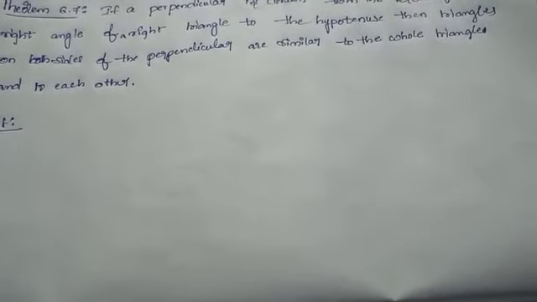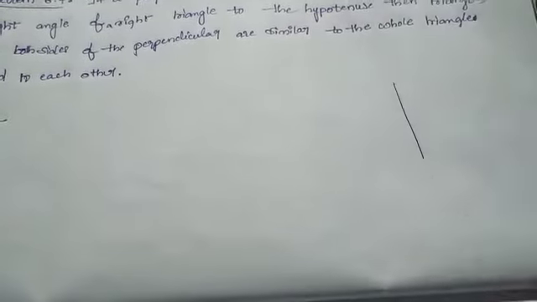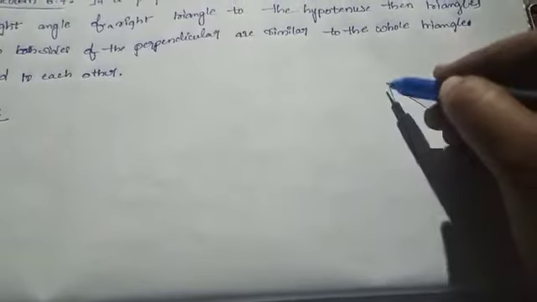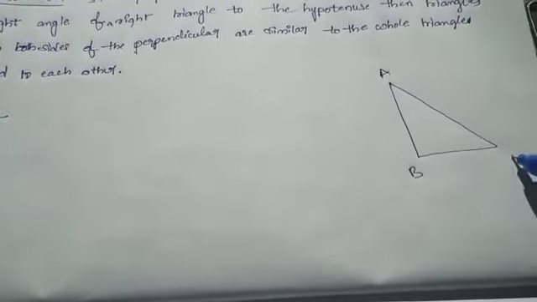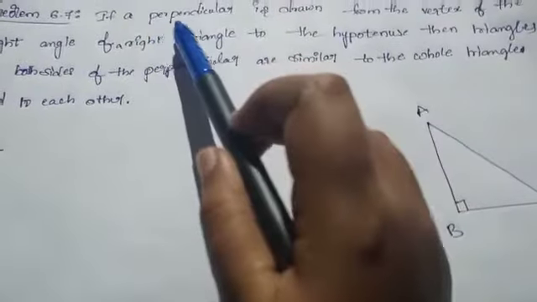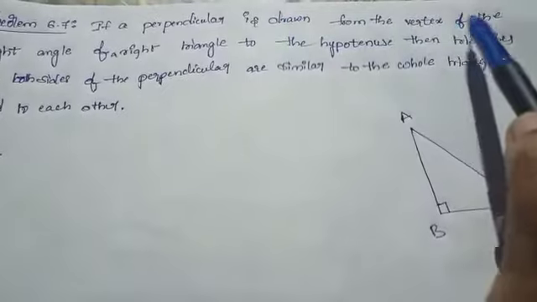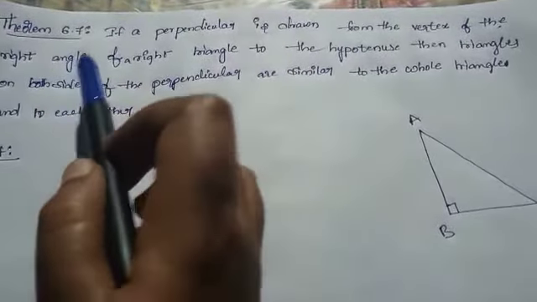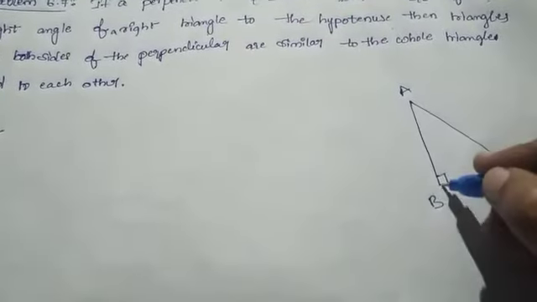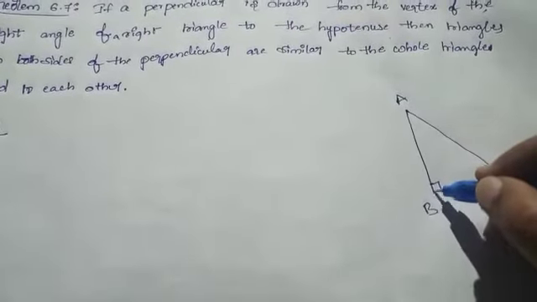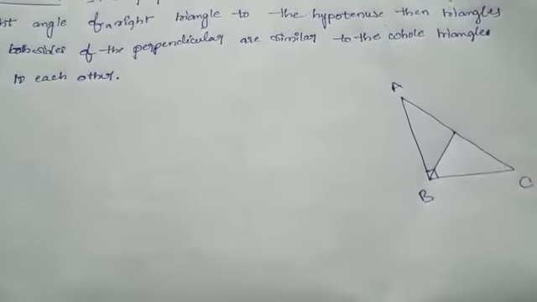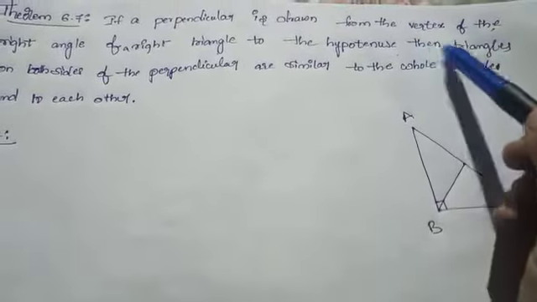Okay, first let's draw a right angle triangle. This is one right angle triangle, right angle at B. Okay, if a perpendicular is drawn from the vertex of the right angle of a right triangle to the hypotenuse, this is the vertex. Draw one perpendicular on the hypotenuse.